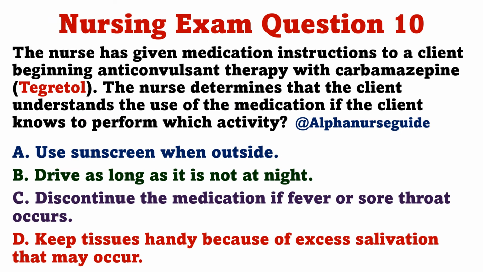Question 10. The nurse has given medication instructions to a client beginning anticonvulsant therapy with carbamazepine. The nurse determines that the client understands the use of the medication if the client knows to perform which activity? A. Use sunscreen when outside. B. Drive as long as it is not at night. C. Discontinue the medication if fever or sore throat occurs. D. Keep tissues handy because of excess salivation that may occur.